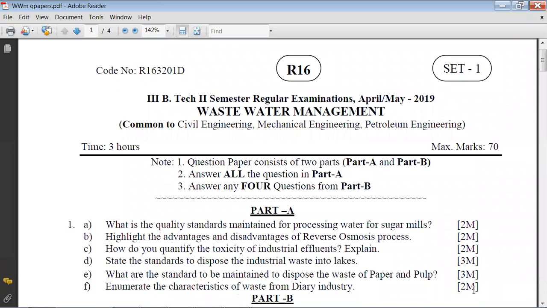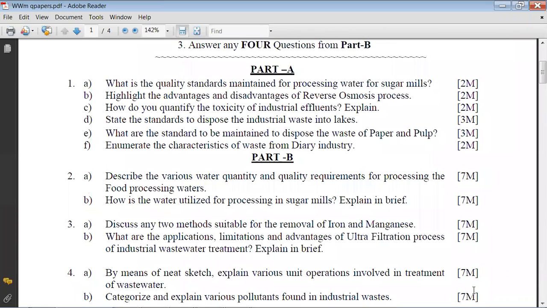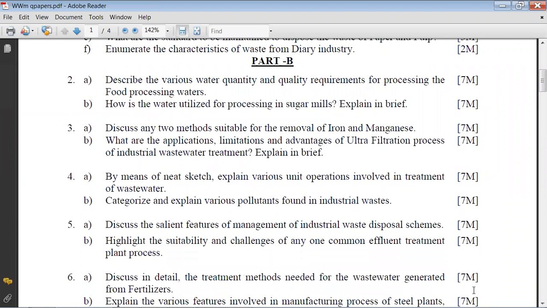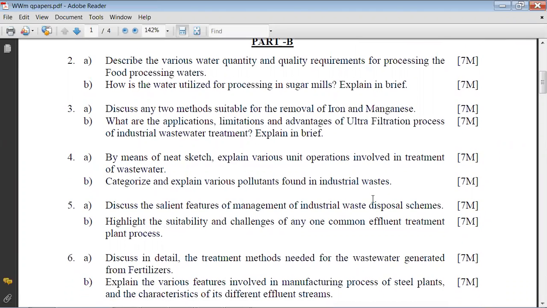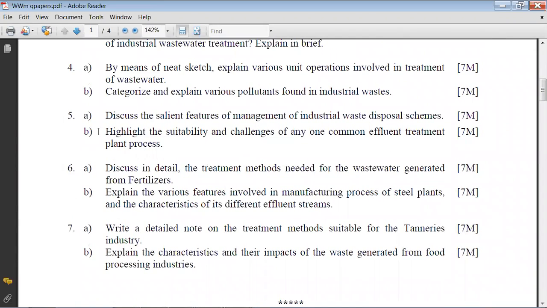If you see the question paper, you don't have any problems in this Part A. You have 2 marks, 3 marks, 2 marks, 3 marks. Part B is all 7 marks. Explain by means of a neat sketch the various unit operations involved in treatment, categorize the various pollutants, salient features of industry waste. Everything is theoretical. There are no problems. Your next syllabus for the mid exams will come from units 4, 5, 6, so from the question papers I am showing you, I will give some questions for you. Okay.